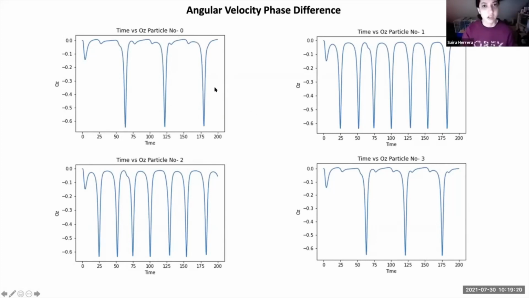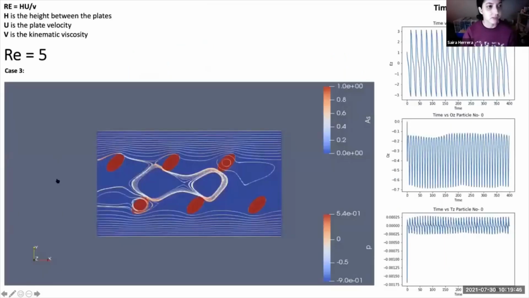And as I mentioned to you guys before, particle 0 and particle 3 were perfectly in sync. And as you guys can tell, these graphs are identical. And I also told you that particle 1 and particle 2 were in sync. And as you guys can see, these graphs are also perfectly identical. Moving on to the very last case, here Reynolds number is equal to 5.